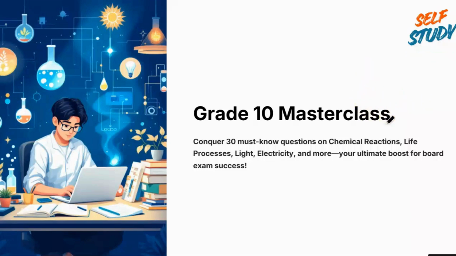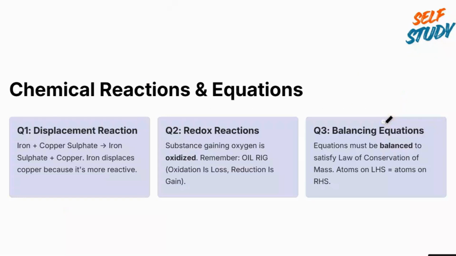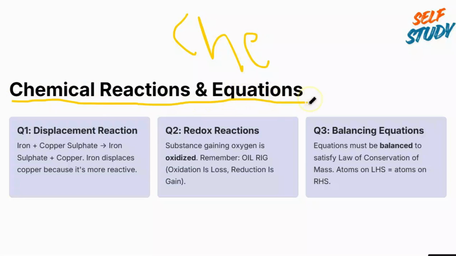Let's get into the topic right now. In the first session we cover chemistry, first from the topic of chemical reactions and equations. The first main important concept here is the displacement reaction. You must remember this displacement reaction: iron plus copper sulfate gives iron sulfate plus copper, because iron displaces copper from copper sulfate. Iron is more reactive than copper, so it displaces copper from copper sulfate.